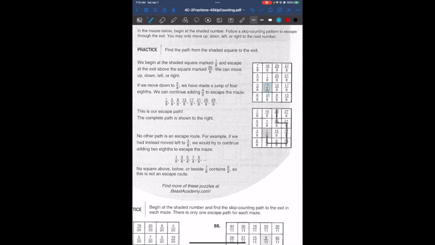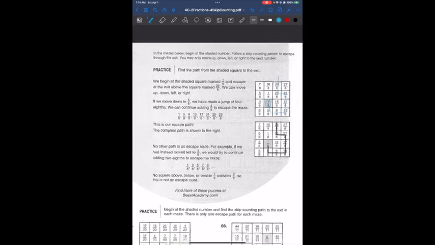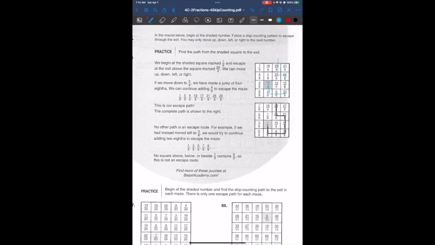And so we can continue adding 4 eighths to escape the maze. It's going to be 9 over 8, and then add 4 again, so it's going to be 13, 17, 21, 25, and 29, like so. And so we have created our escape path. And so no other path in this case is an escape route.